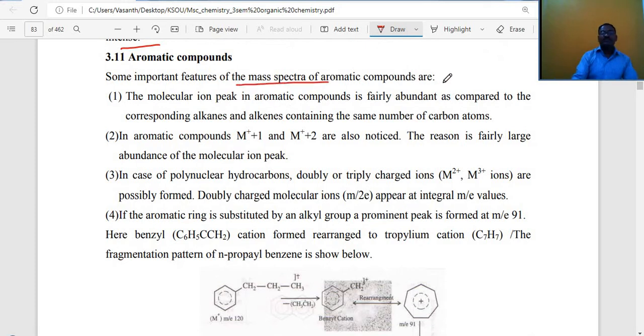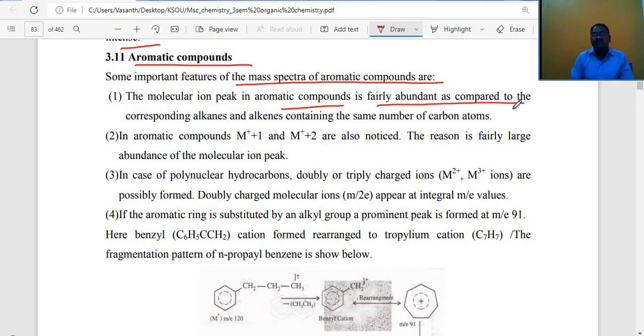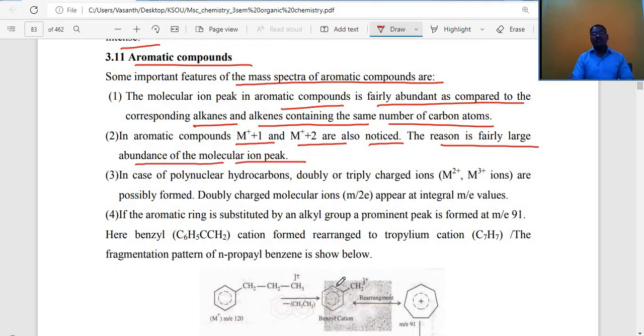Some important features of aromatic compounds. The molecular ion peak in aromatic compounds is fairly abundant as compared to the corresponding alkanes and alkenes containing the same number of atoms. The M+1 and M+2 peaks are also noticed. The reason is the fairly large abundance of the molecular ion peak.